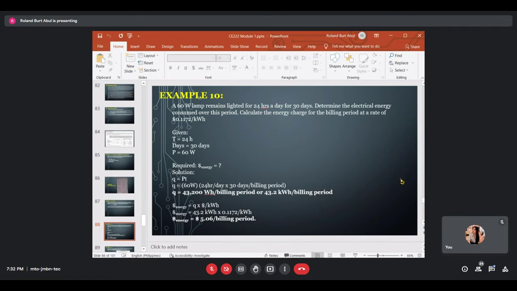So proceed to the example. Example number 10: a 60 watts lamp remains lighted for 24 hours a day for 30 days. Determine the electrical energy consumed over this period. Calculate the energy charge for the billing period at a rate of 0.1172 dollars per kilowatt hour. So what is given in this example number 10? Anyone?